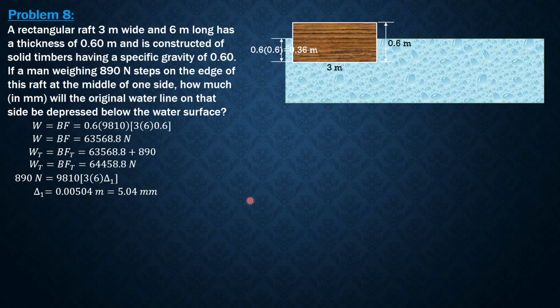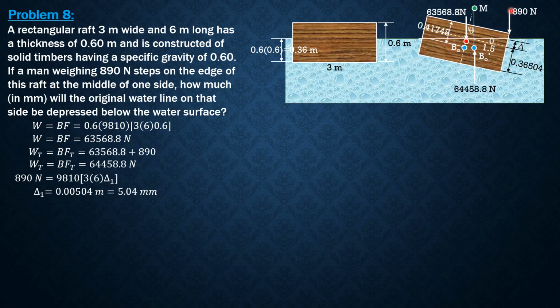Now in the tilted position, this is now the position of the man. Take note that the center of buoyancy moves sidewise. So this is now the new position, BO prime. Then this is the original weight of the raft, and this is the weight of the man. Then the new draft with the presence of the man would be 0.36 plus 0.00504. So that's why you have here this value. BO is half of 0.36504 from the bottom.